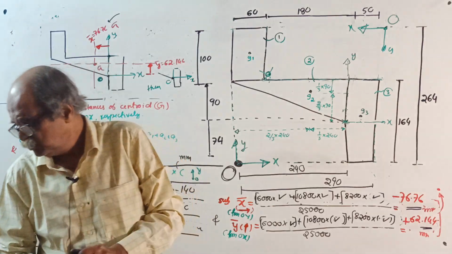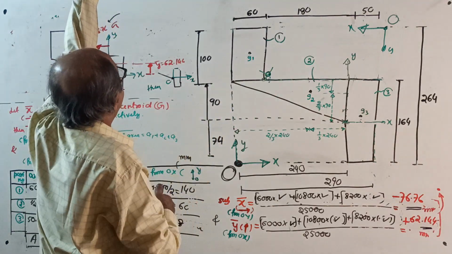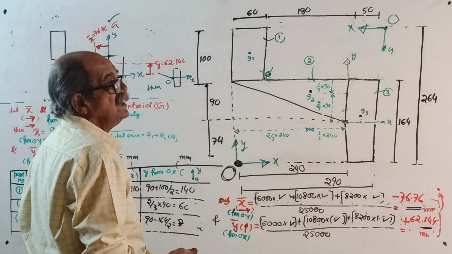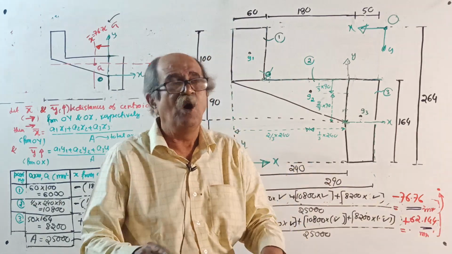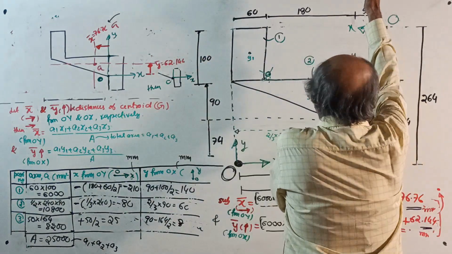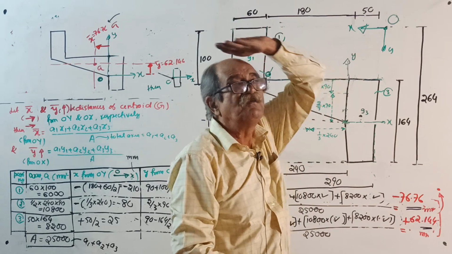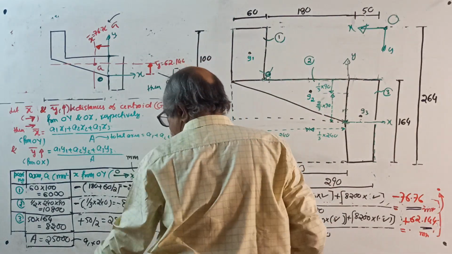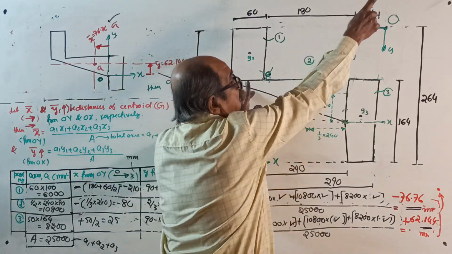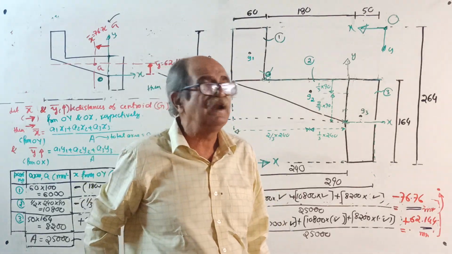Lastly, remember, X bar you calculate from the left extreme vertical edge, Y bar from the bottom extreme edge. Or X bar from the right extreme vertical edge, and Y bar from the topmost edge. So the best origin is the bottom left corner or the top right corner. Remember this one. Practice this question correctly.